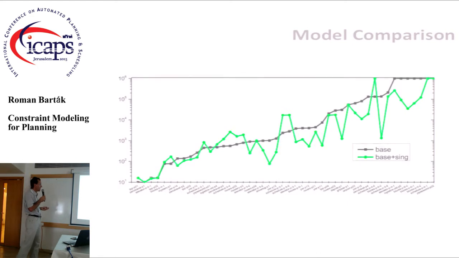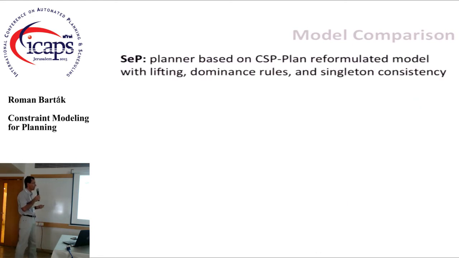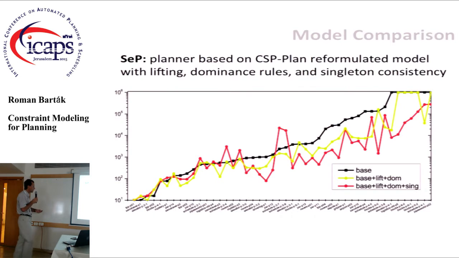So what we did is we try to put all the models together. Okay, so we started with the first model, then we added lifting and dominance, which is the yellow one, and then we added also the singleton consistency, which is the red one. So this is a planner that we call SEP, sequential planner based on constraints. And you can see, okay, sometimes it's slower, but usually when the problems are becoming harder, then combining all these techniques pays off. So this is a planner called SEP.